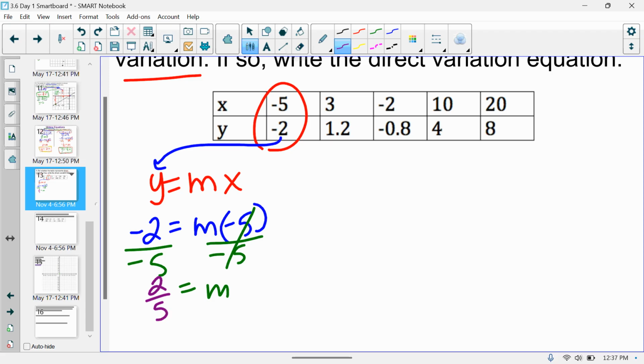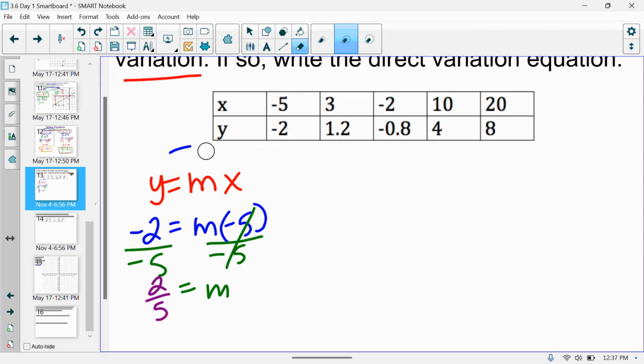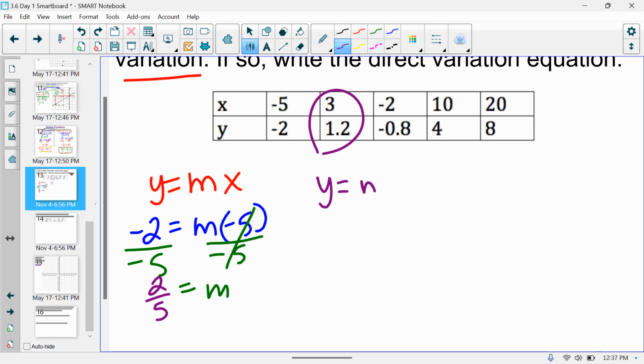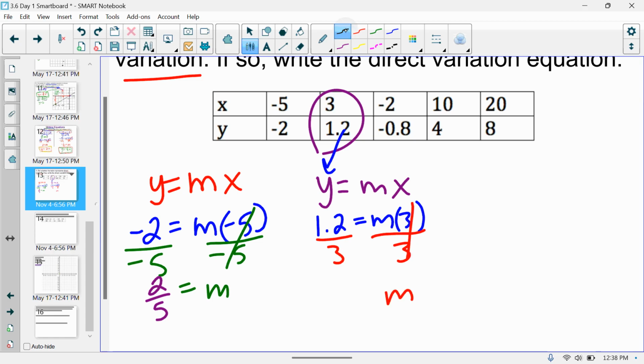We have to check if I use the next point now. So like 3 and 1.2, watch. I don't need to every single time fill in 1.2, fill in the y here and fill in the x here, because look for patterns. Look what I'm doing to solve this every time. I'm dividing the y by the x, right?